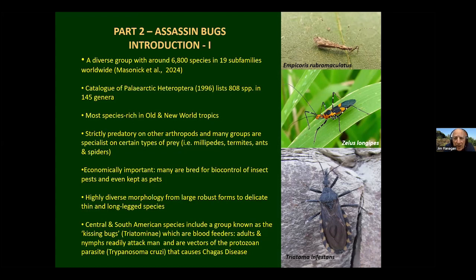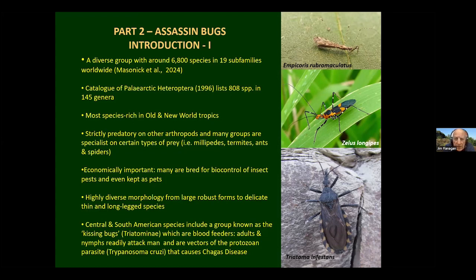They're strictly predatory, and there are a lot that specialize on certain types of prey, like millipedes or termites, ants, and even there are species that go into ants' nests, spiders' webs, and they scavenge on the prey that's caught up in the webs. They're economically quite important, and sometimes they're bred for biocontrol, and they're even kept as pets.